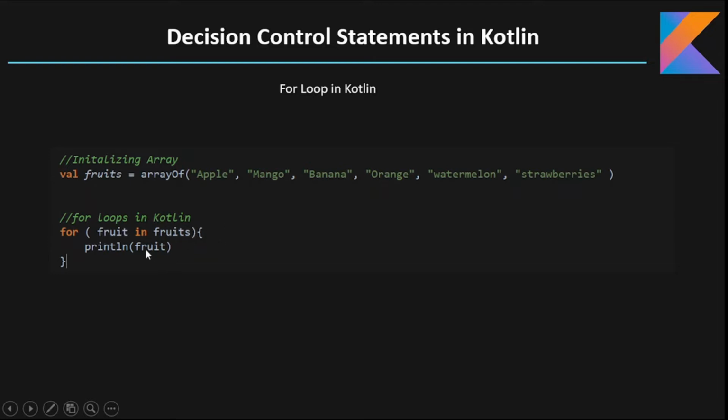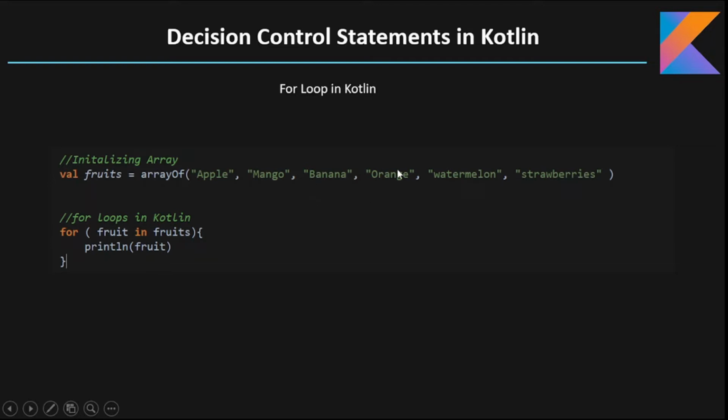Then it will execute the block. While it executes the block, it will print the name of the fruit. After that, it will increase the counter of the array and go to the second fruit, that is mango. Now mango is captured in this fruit variable, this block is executed, and the second fruit, mango, is printed on the screen. Now again it will take the third fruit, which is banana, in the fruit variable from the fruits array, and print that on the screen.